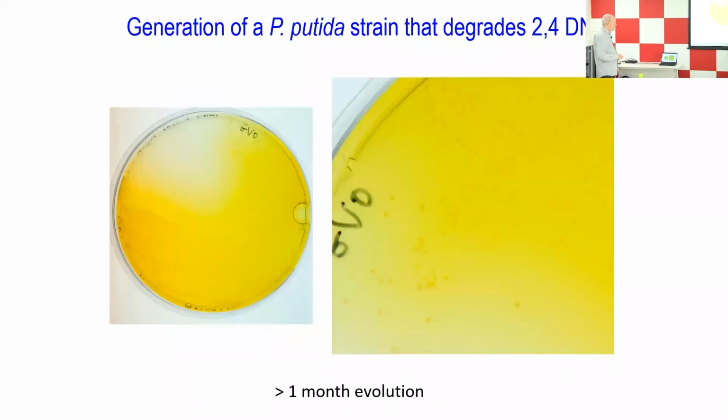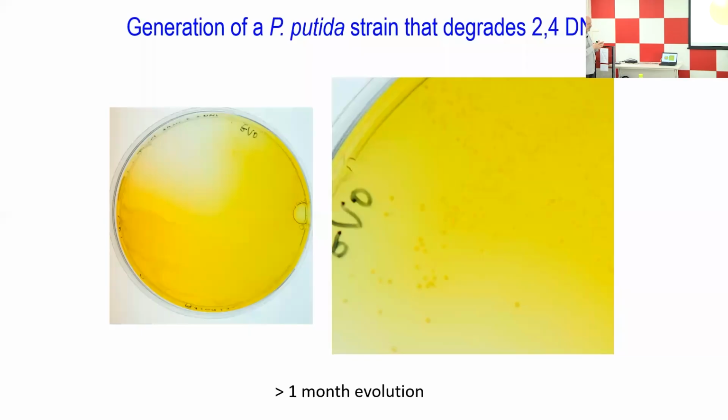Okay? So at the end, as a consequence of this type of manipulation in the laboratory, and after 1 month of evolution, we were able to create a strain of Pseudomonas putida able to degrade altogether 2,4-DNT. Okay? So this is the type of case where you could think of optimizing the bias, playing with the promoters, playing with the ribosomal binding sites, all these things.